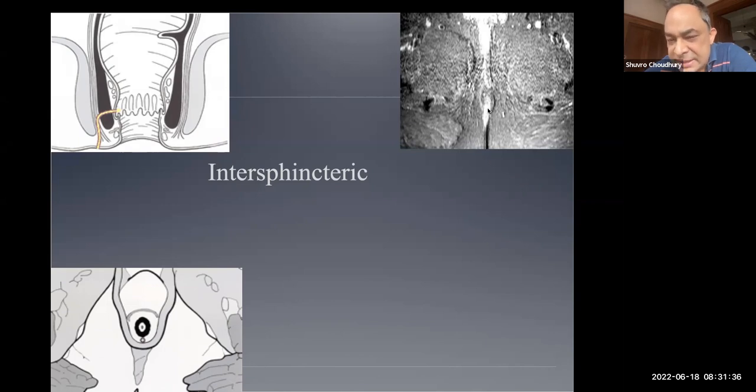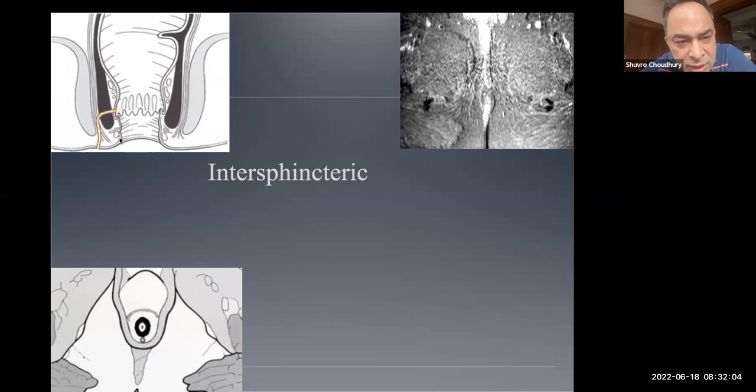So here is an intersphincteric abscess. In fact, it is almost like a subcutaneous one, like Makunda was saying, because here is the internal sphincter. So it does not even cross into the intersphincteric plane. So the external sphincter is outside here. This is the internal sphincter. So it is a little subcutaneous fistula. If it was, the picture is that of an intersphincteric fistula.